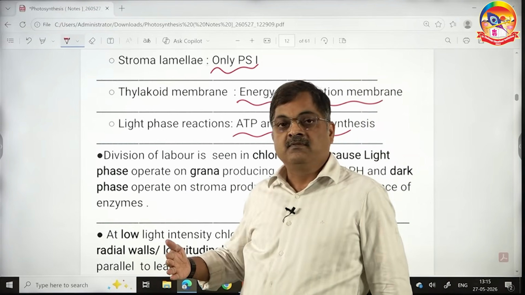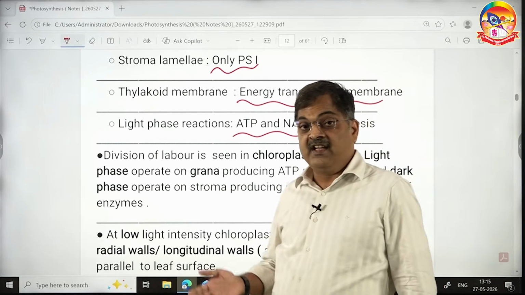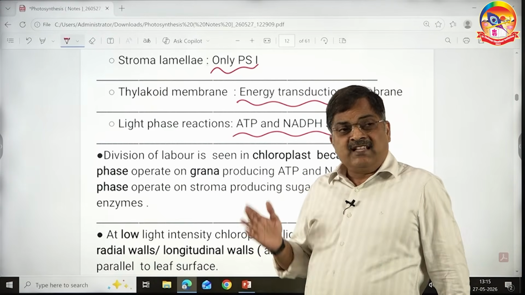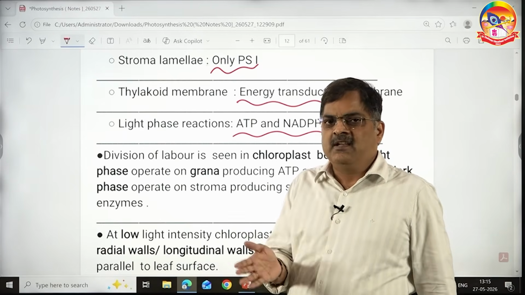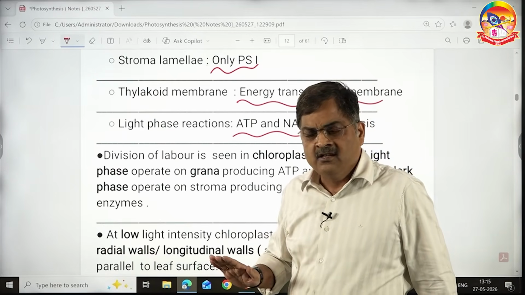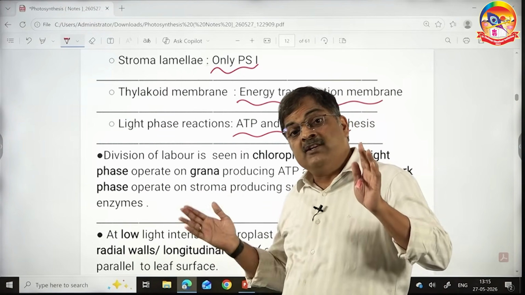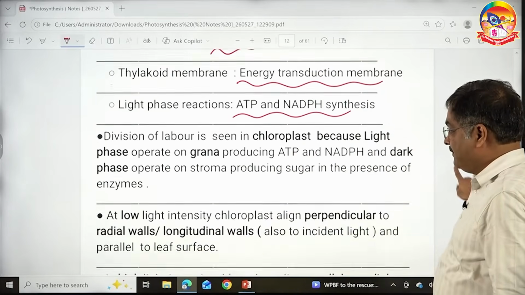Statement number 1, dark phase depends on light phase. Statement number 2, dark phase depends on light. Which is correct? Dark phase depends on light phase is correct. Dark phase depends on light is not totally correct, because for dark phase no light is needed. But dark phase depends on the products of light phase. That is an important point which you have to remember.